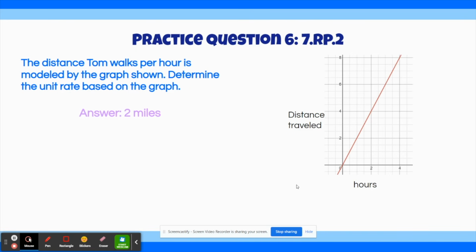Okay, so our answer is 2 miles. If you got it correct, you can use the timestamp to move on to the next question.